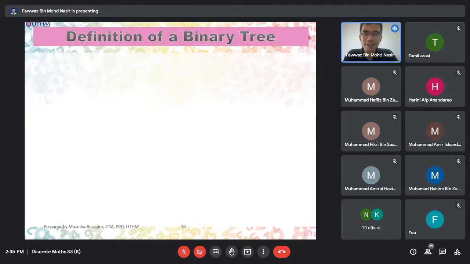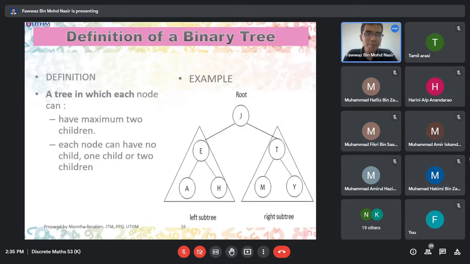Okay, kemudian kita tengok the next subtopic, to describe the type of tree. Okay, jadi the first type dia adalah the binary tree. Okay, the binary tree is a tree in which each node can have a maximum of 2 children and each node can have no child, 1 child or 2 children. Okay, jadi dalam binary tree ni dia boleh sama ada tak ada children, dia ada 1 children, dia ada 2 children, tetapi tidak boleh lebih daripada 2 children. Okay, dia punya maximum number of children tu hanya 2 sahaja.